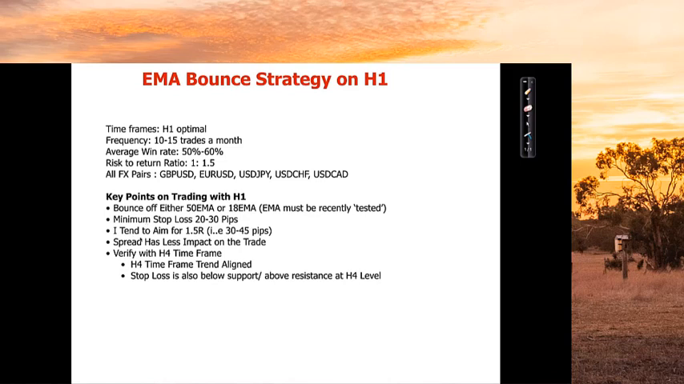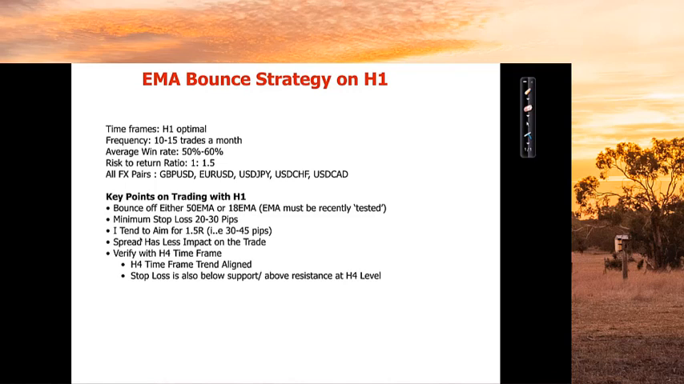Yeah, like I said, I tend to aim for 1.5 R, which means if my stop loss is 20 pips, I aim for a TP of 30 pips. Right? If my stop loss is 30 pips, I aim for a profit target of 45 pips. So 1 is to 1.5. There are times my stop loss may even be 25 pips. So you just take 25 times 1.5, that's your take profit distance.